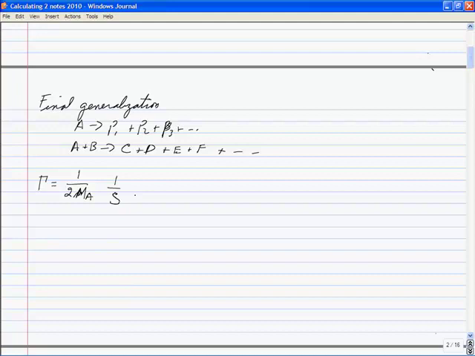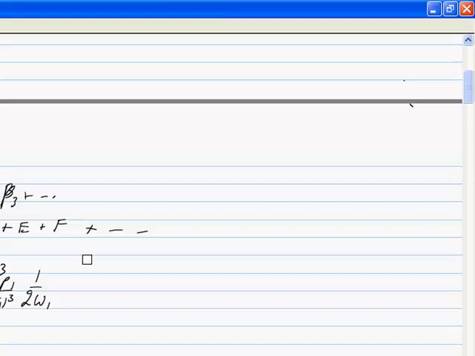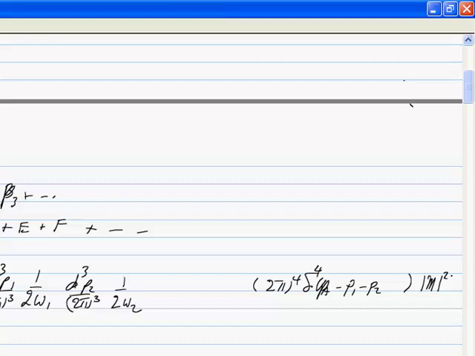There's the integral d3p1 over 2 pi cubed, 1 over 2 omega 1. There's then an integral d3p2 over 2 pi cubed, 1 over 2 omega 2. We had down here 2 pi to the fourth, delta 4 of pa minus p1 minus p2, and m squared. Okay, so that's the formula that we've derived so far.